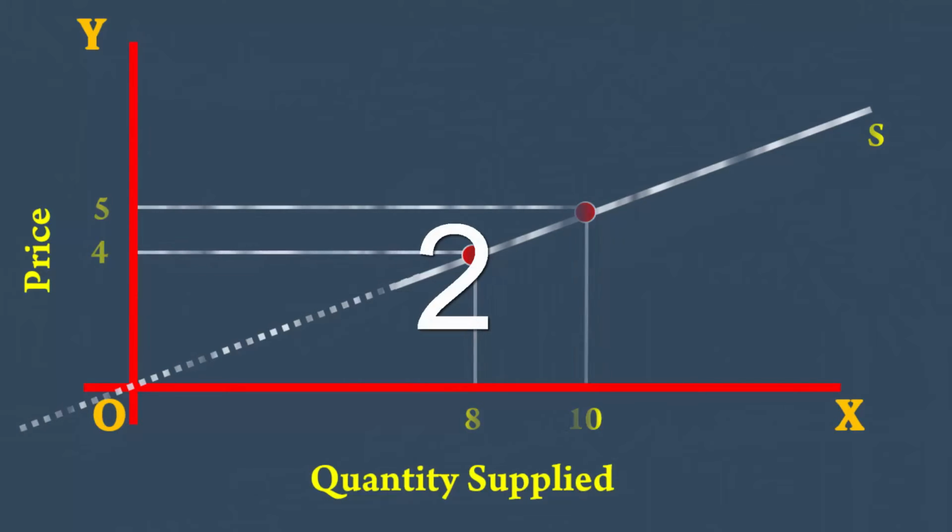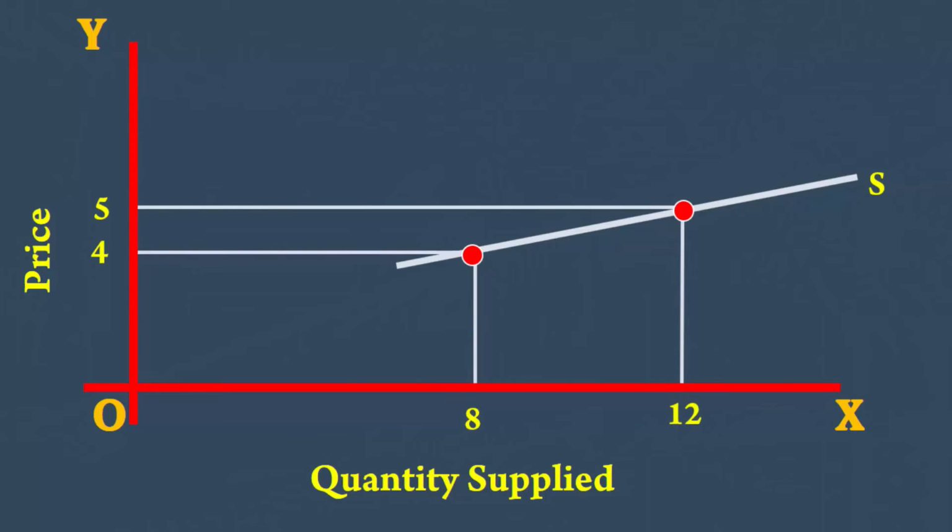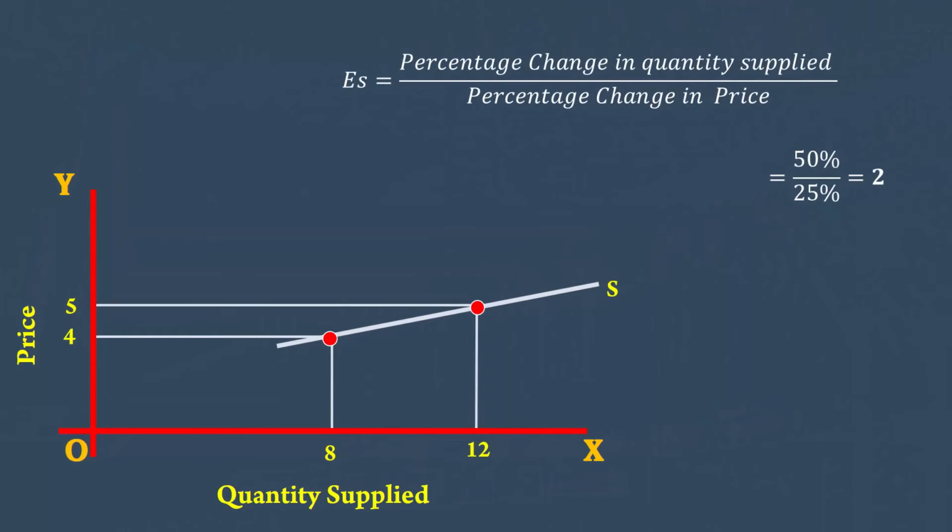2. Let me make a small change in the supply curve. For the same increase in price, quantity increases from 8 units to 12 units. Price increase is 25%, increase in quantity is 50%. Elasticity value is 50% over 25%, that is 2. If the elasticity value is greater than 1, supply is said to be relatively elastic.